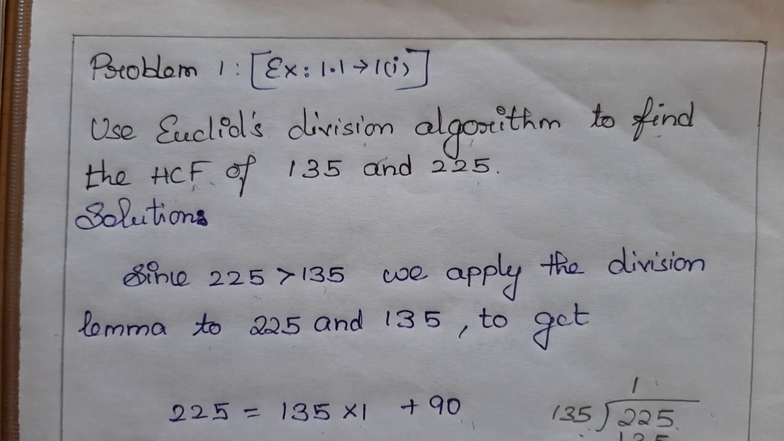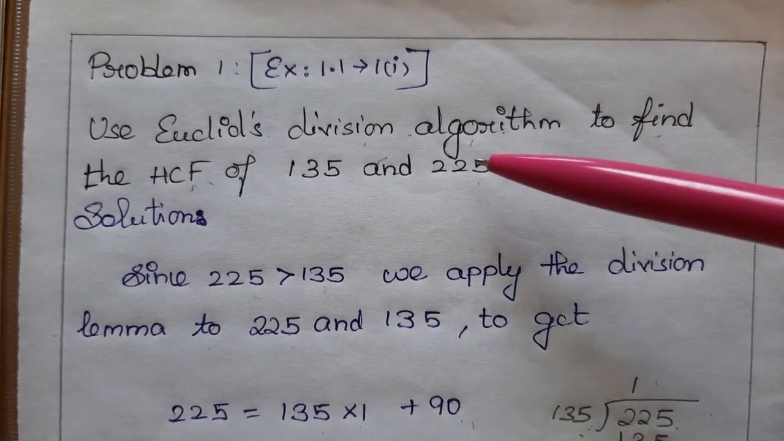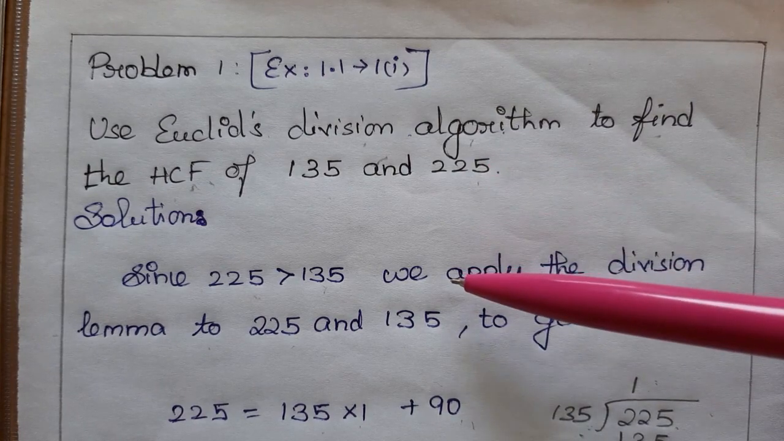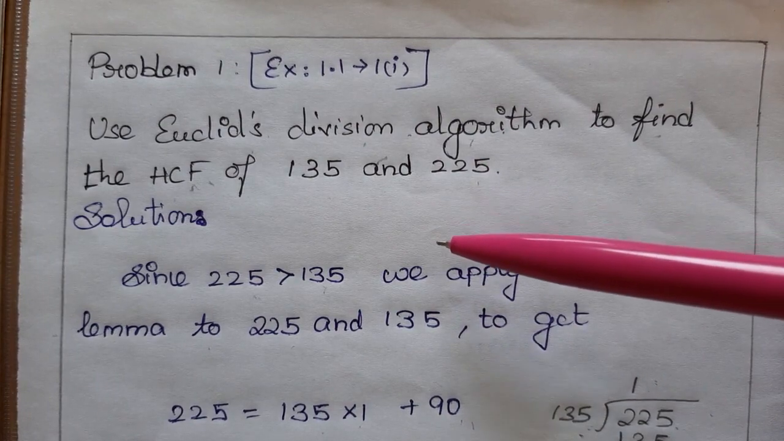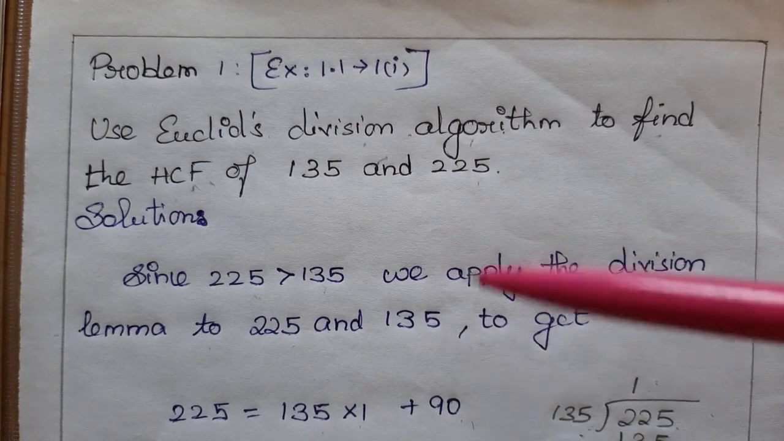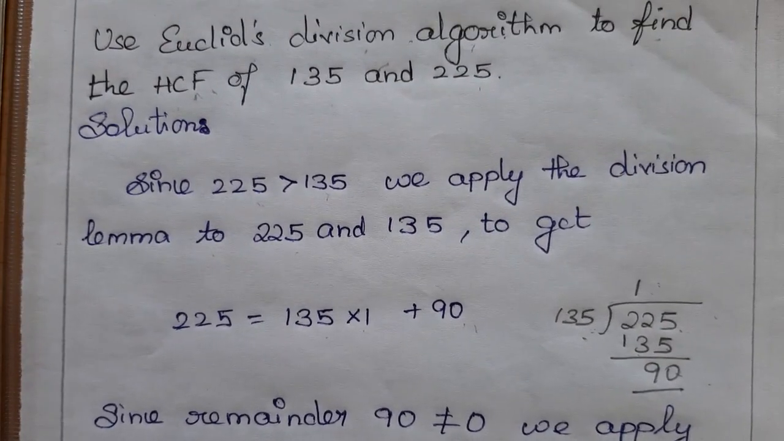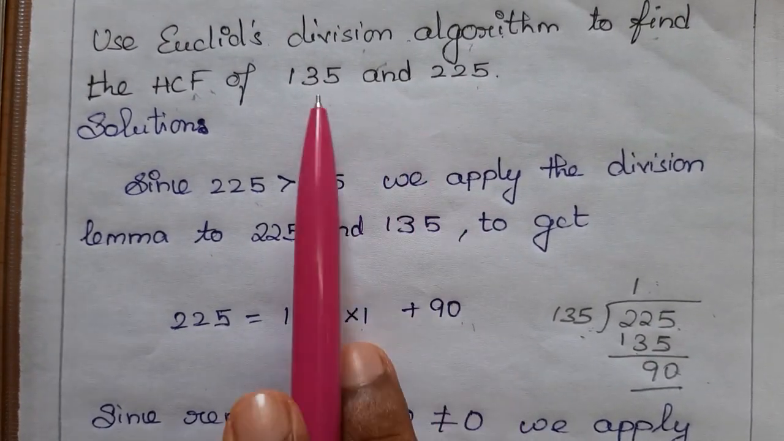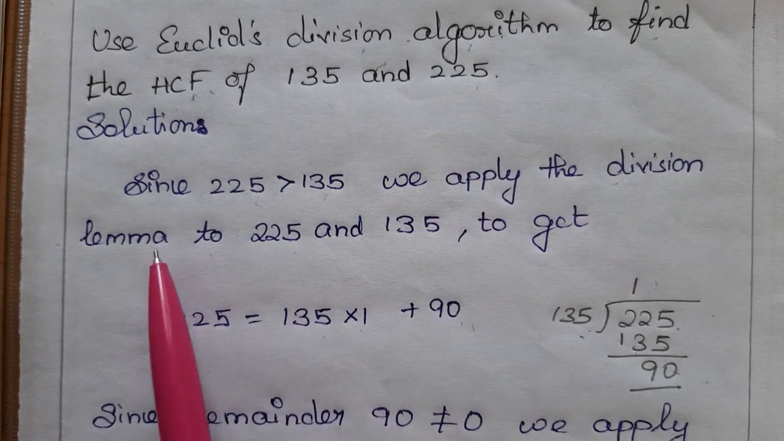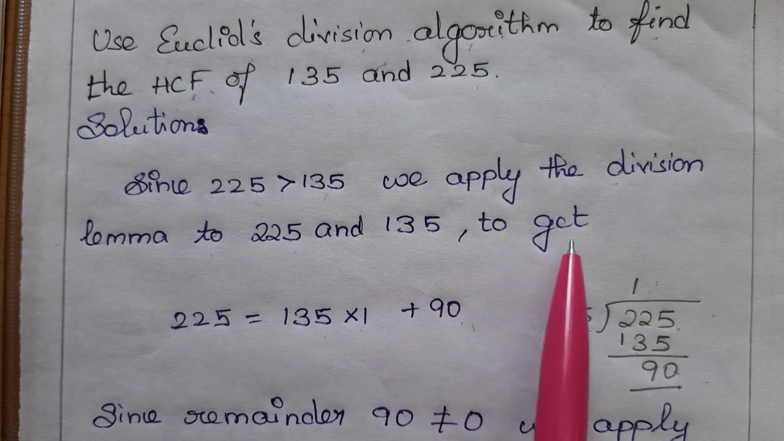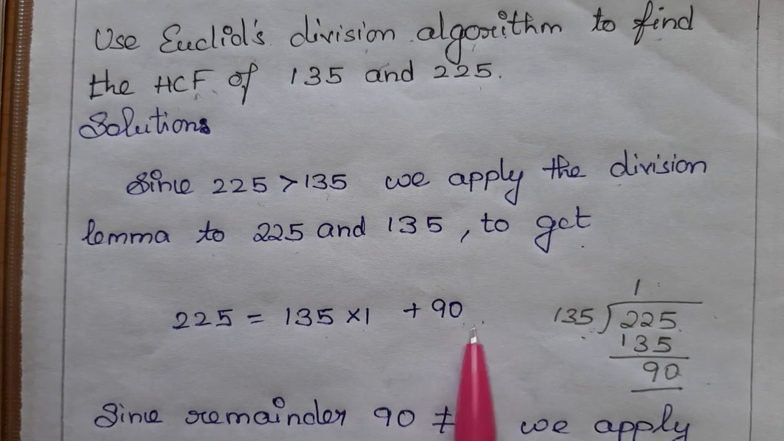The solution. To use the division algorithm, you should remember steps 1, 2, 3. In step 1, we apply Euclid's division lemma. If r is equal to 0, then the divisor is the HCF. If not, we continue until we get r equal to 0. First we see which is greater, 135 or 225. 225 is greater, so we apply the division lemma to 225 and 135 to get 225 = 135 × 1 + 90.